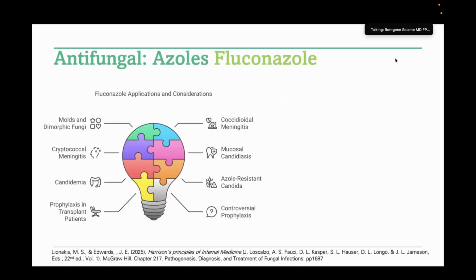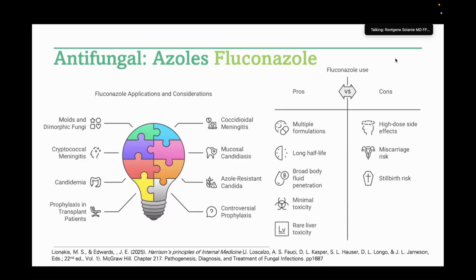Okay, fluconazole application and considerations are quite varied. You can use it in patients with molds and dimorphic fungi, as part of a treatment combination in patients with cryptococcal meningitis, patients with invasive candida in the blood, we call it candidemia, and we can also use this as prophylaxis among patients who will undergo transplantation, patients with coccidioidal meningitis, mucosal candidiasis, azole-resistant candida, and other prophylaxis. No? So you have a very wide range of indications.